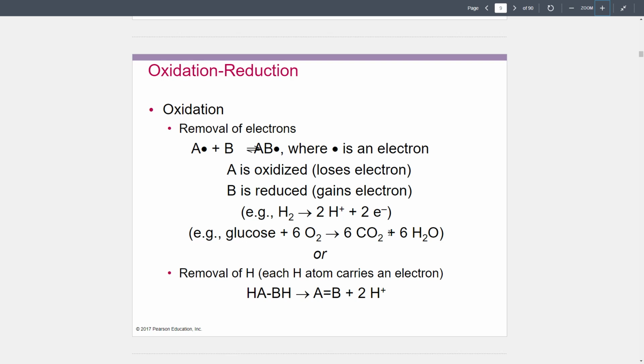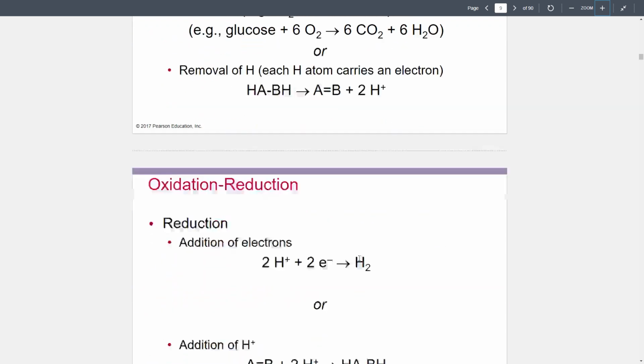Truthfully, the classic example we're going to see in biology is the removal and addition of a hydrogen ion. So if I have this molecule and there are hydrogens on each end, I can chop off those two hydrogens and get this product, AB, plus 2 hydrogen ions. That's the most common example of oxidation that we see.